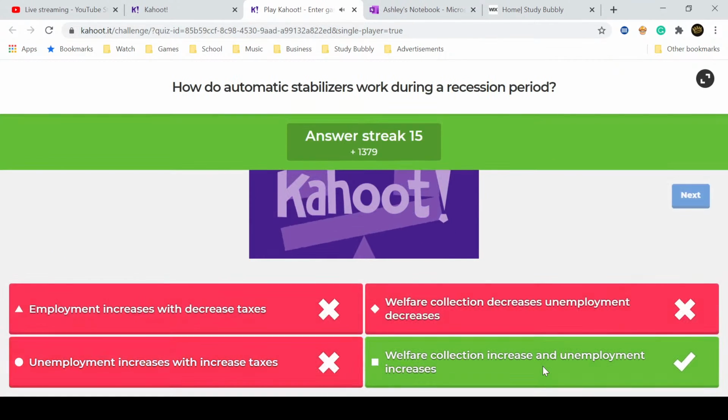So basically it would be welfare collection increase and unemployment increases because, so let's look at the wrong answers first. Employment won't increase with decreased tax. Taxes don't affect employment, same thing with unemployment. So it's welfare collection increase and unemployment increases because you only collect welfare if you're unemployed. You wouldn't collect welfare if you were employed. So obviously automatic stabilizers, you collect welfare if you're unemployed. Okay, cool. Anyways.